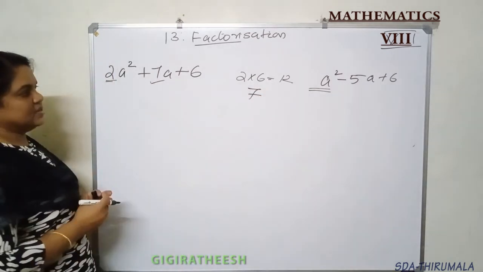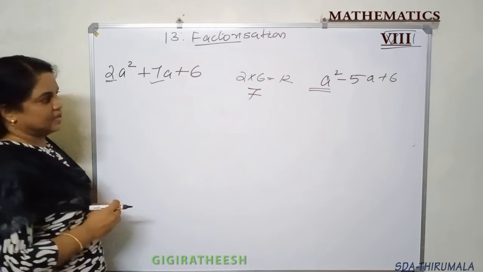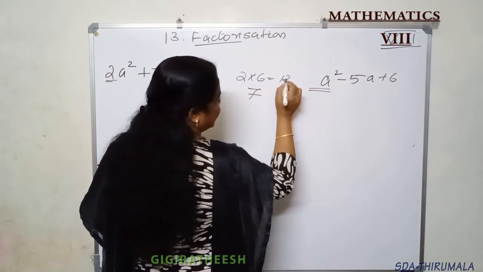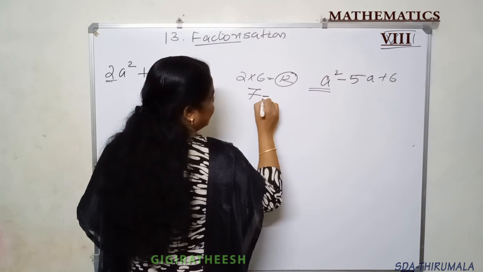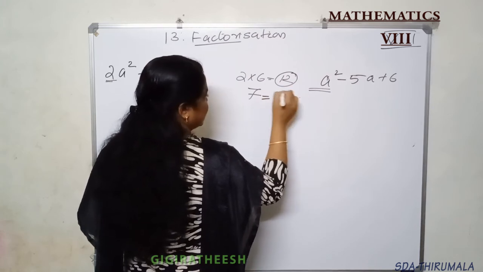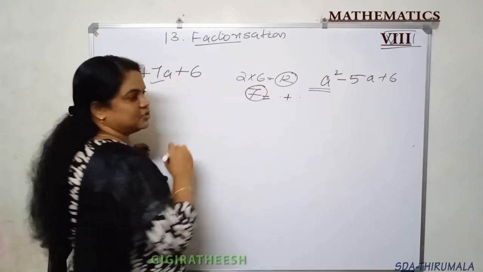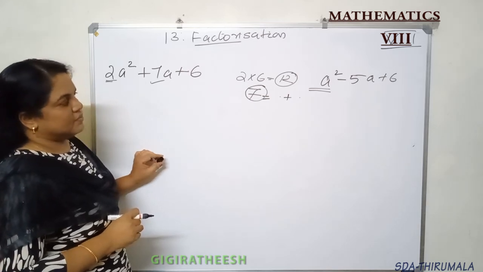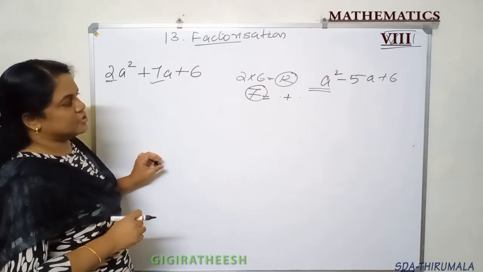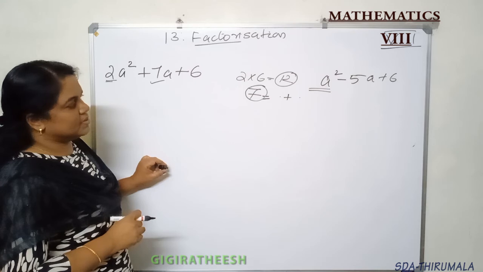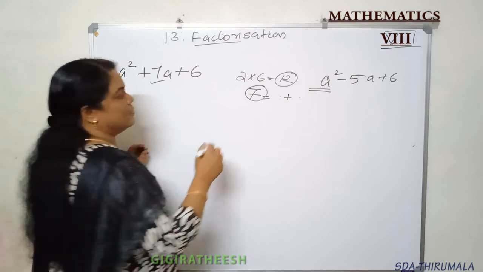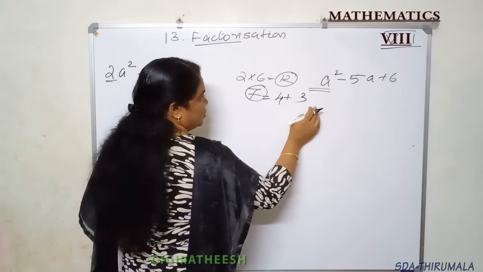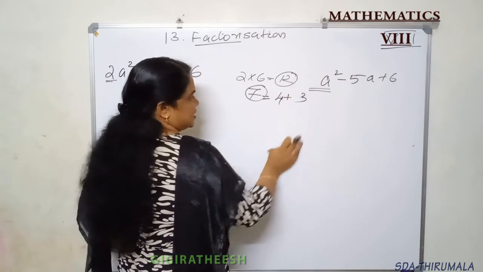2 into 6 is equal to 12, and the next term is 7. Select the two numbers such that while multiplying we get 12, and while adding the two numbers we get 7. Try yourself. Select two numbers whose product is plus 12 and whose sum is 7. Yes, that is 4 and 3. 4 into 3 is equal to 12, and 4 plus 3 is equal to 7.